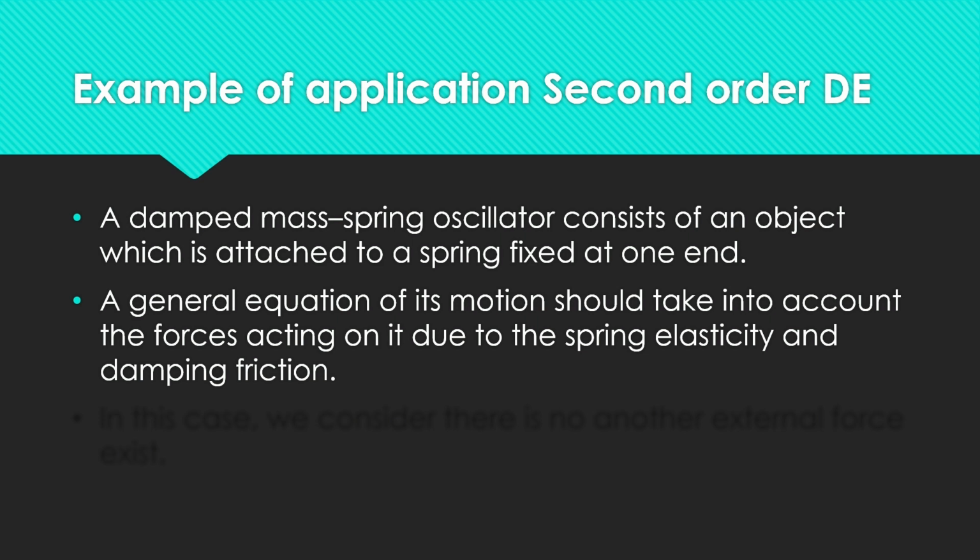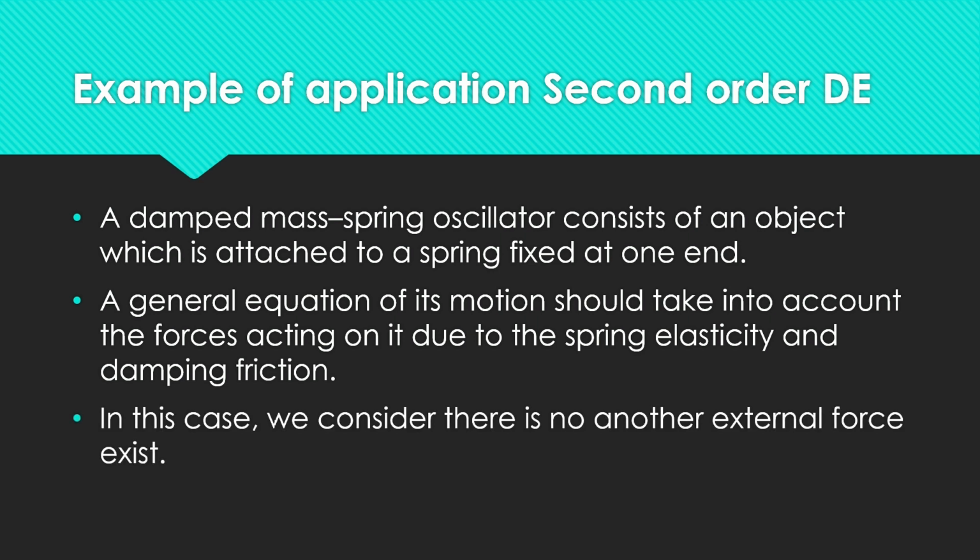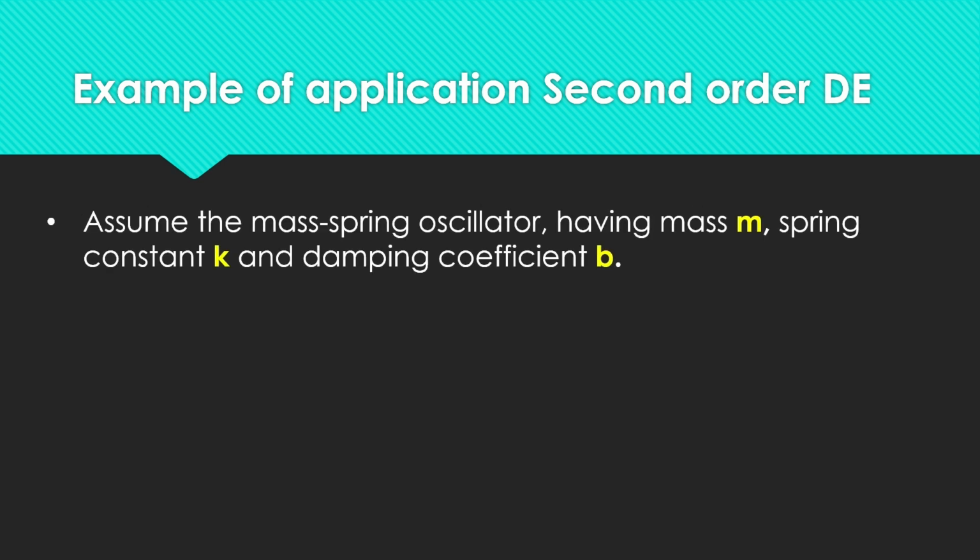A general equation of its motion should take into account the forces acting on it due to the spring elasticity and damping friction. In this case, we consider that no external force exists. Assume a mass spring oscillator having mass m, spring constant k, and damping coefficient b.